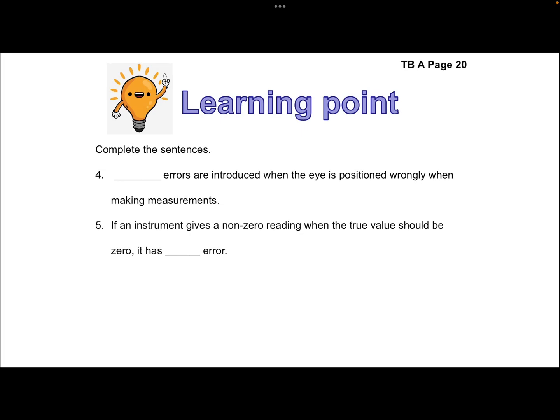What errors are introduced when the eye is positioned wrongly when making measurements? If the eyes are positioned wrongly, the error is called parallax error. Remember the 3 A's, okay? Parallax errors. If an instrument gives a non-zero reading when the true value should be 0, then it has zero error. Remember the electronic balance? If there's a zero error, we can press the tare button to reset, okay? To remove the zero error.